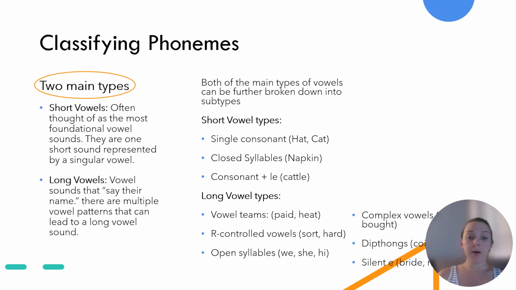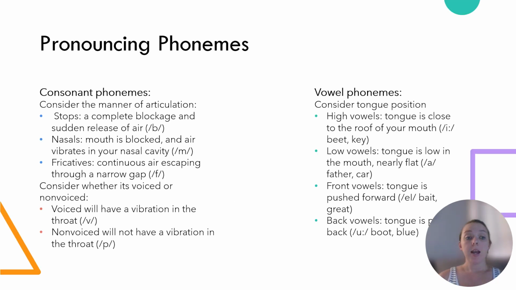All right, so moving on, we're going to be talking about how to pronounce phonemes. With pronouncing phonemes, there are multiple considerations you have to take into account, both for consonants and vowels. In looking at consonants, you have to consider the manner of articulation. There are stops, and this is where there's a complete blockage and then a sudden release of air. An example of that would be B. Everybody say it together. B. So there's a complete blockage and then a sudden release of air.